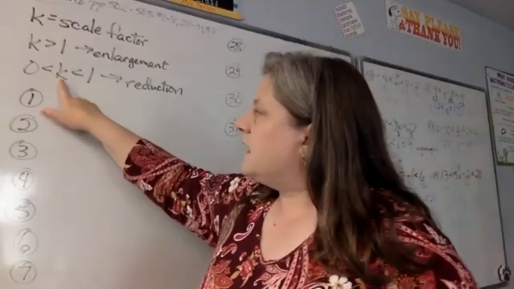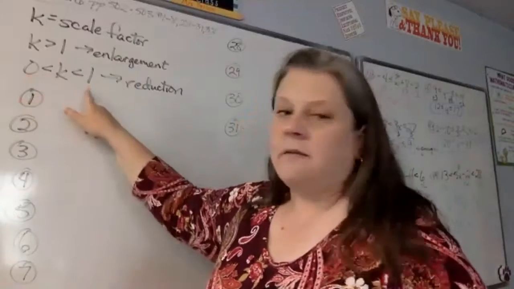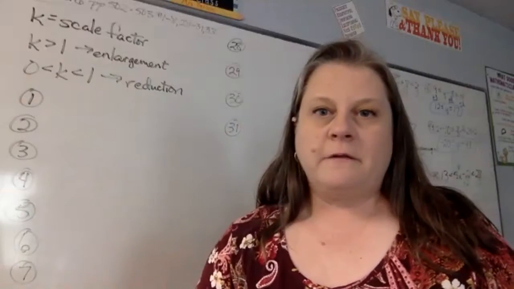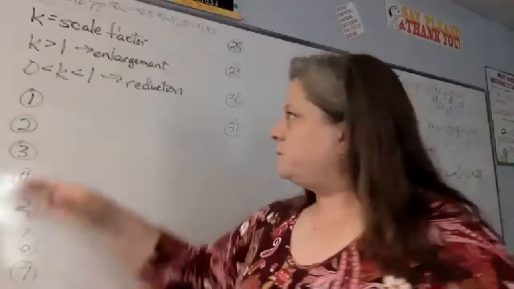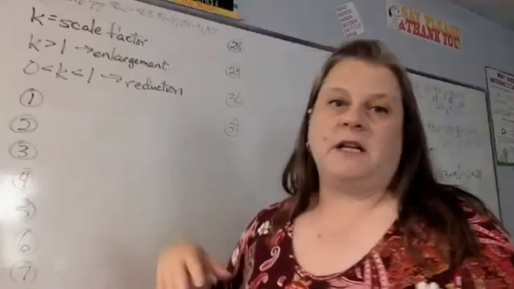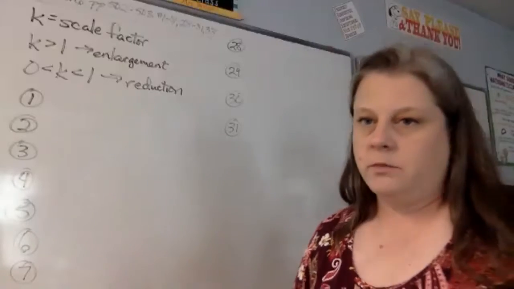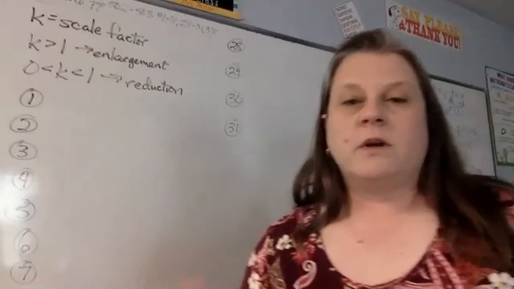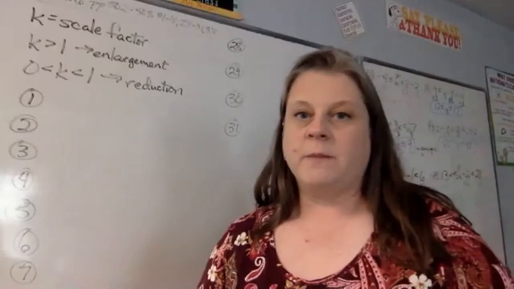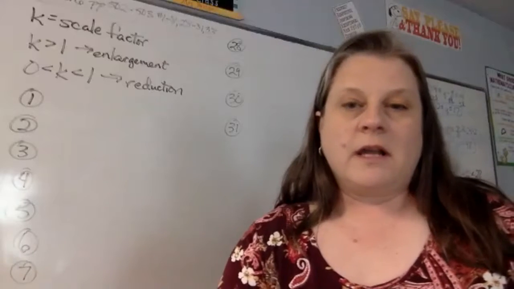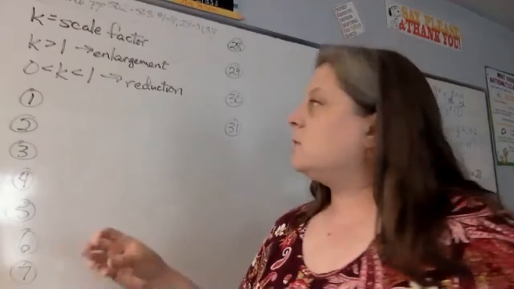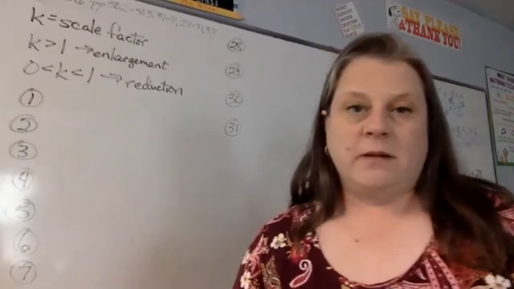If the scale factor is between 0 and 1, that means it's going to be a fraction, like a third, a half, 2/3. Then it's going to be a reduction. It's going to be smaller than the original pre-image. Now remember, in the book, when we are doing all these transformations in this chapter, the black drawings are your original pre-images, the original figure, and the red is the transformed image.